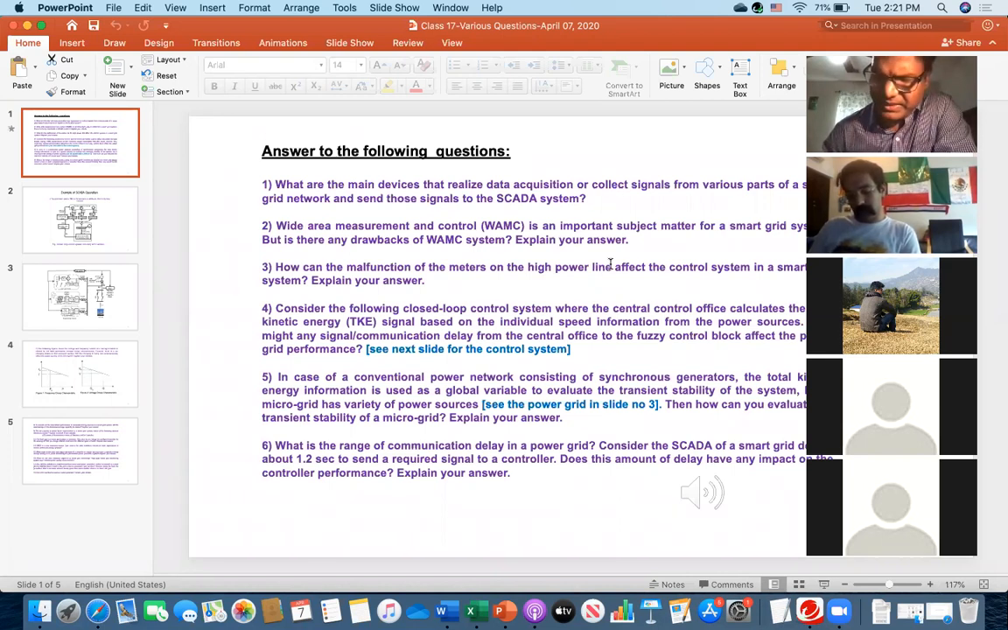But as I mentioned in class, there is a difference between PMU and RTU. RTU can measure only the magnitude, for example, only voltage or current. But PMU can measure both magnitude as well as phase. So these days the PMU has been popular over the RTU, but still RTU exists in the system. Therefore, the appropriate answer would be main devices are RTU, PMU, and various sensors. Is this fine?